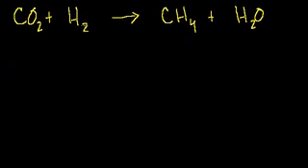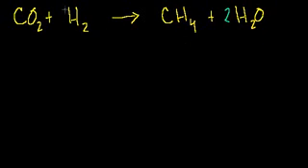Carbon dioxide plus hydrogen gas yields methane plus water. So let's deal with the carbons first. I have 1 carbon here, 1 carbon there. The carbons look happy. Let's look at the oxygen. I have 2 oxygens here. I have 1 oxygen there. So I want 2 oxygens there. So let me stick a 2 there.